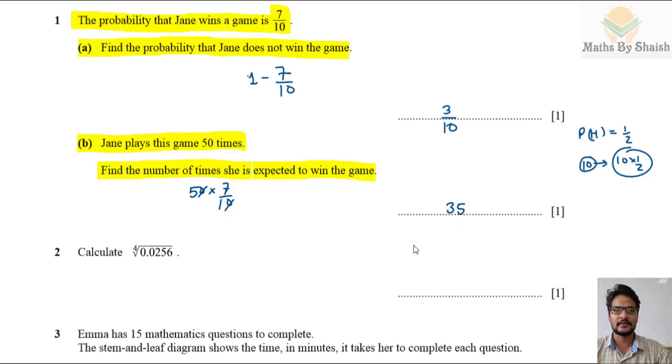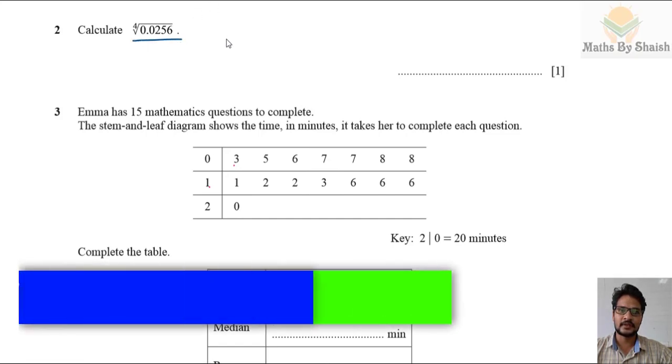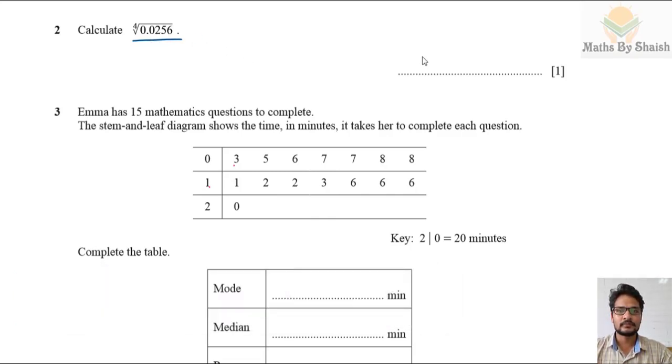5 7s are 35. And the next one is calculate the fourth root of 0.0256. So it is of 1 mark. We can get our answer directly by using the calculator. So this is coming 0.4 or 2/5.